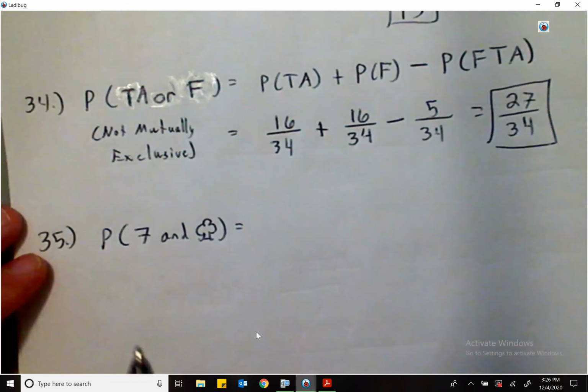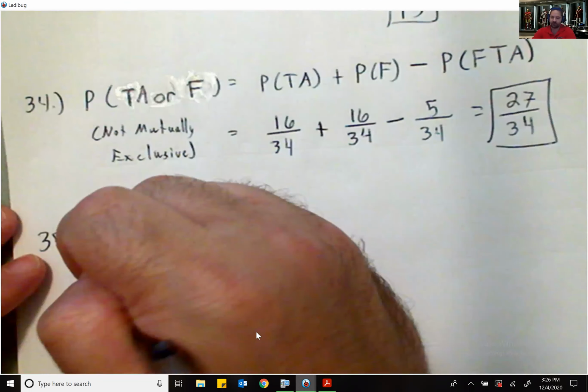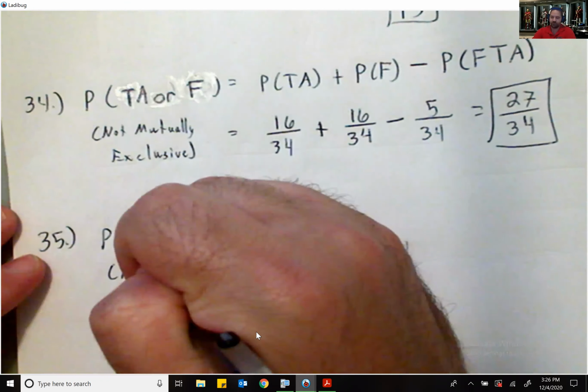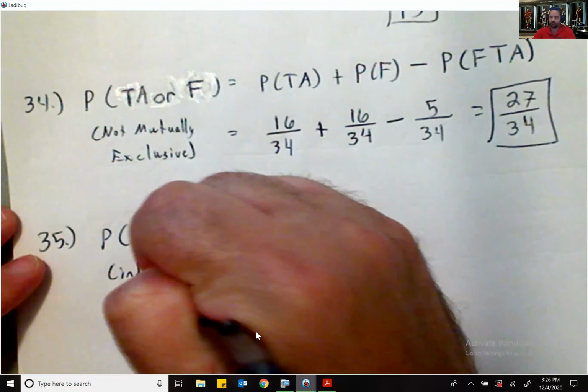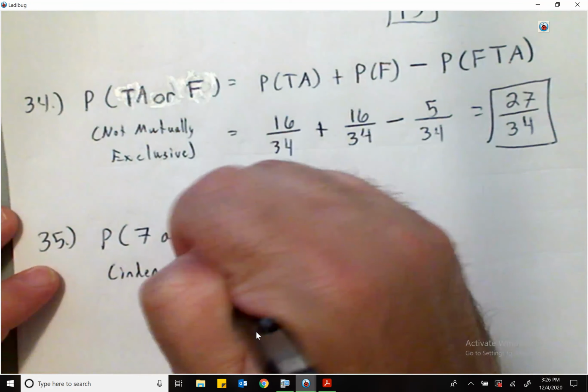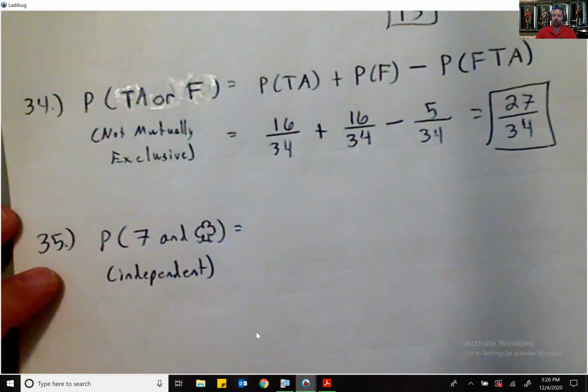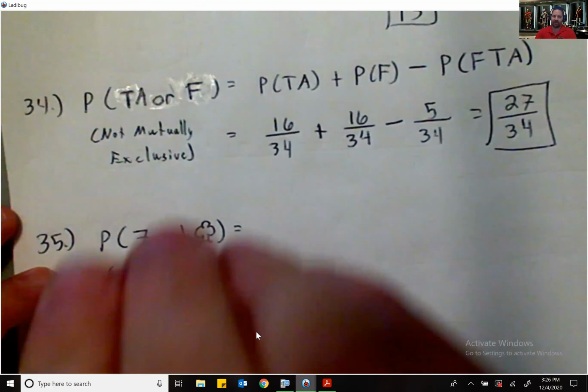They are independent. How'd you know that? Because it's put back in the deck and shuffled. We take the card and we put it back in.